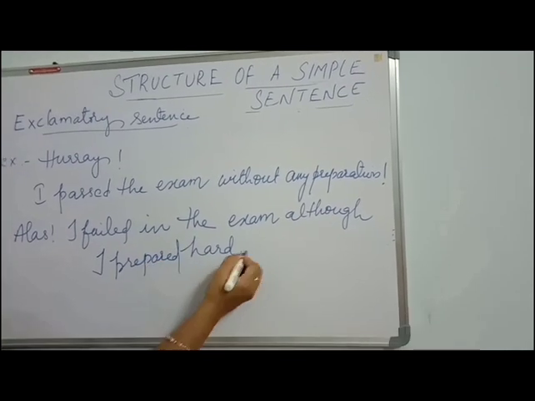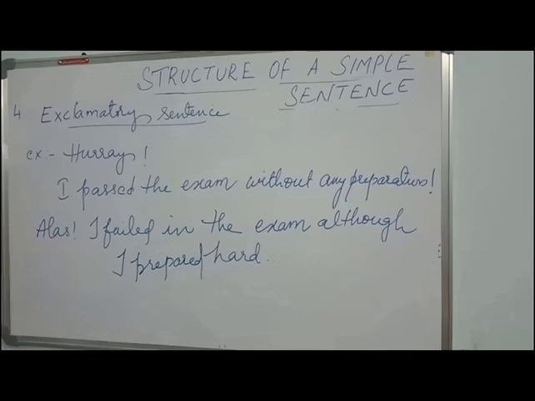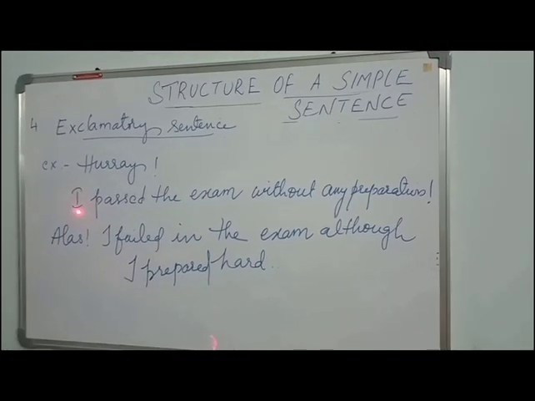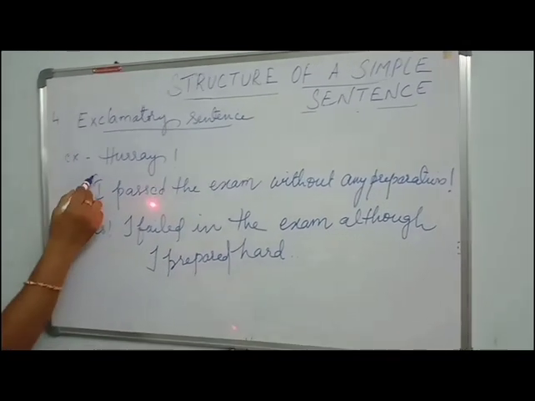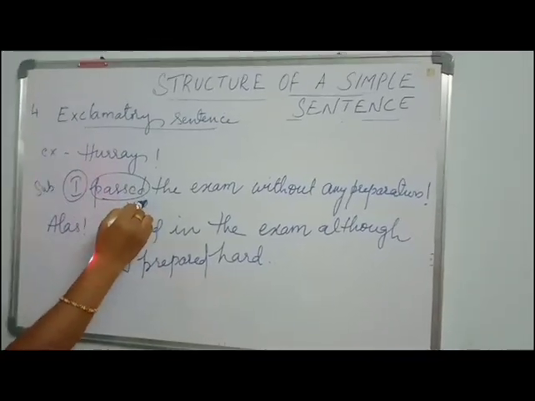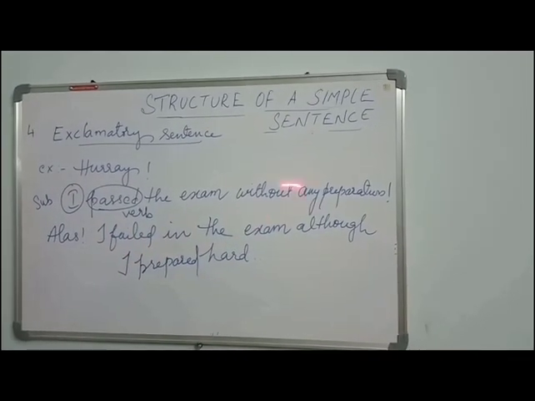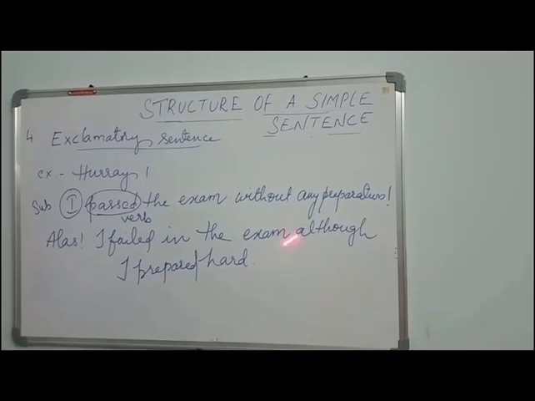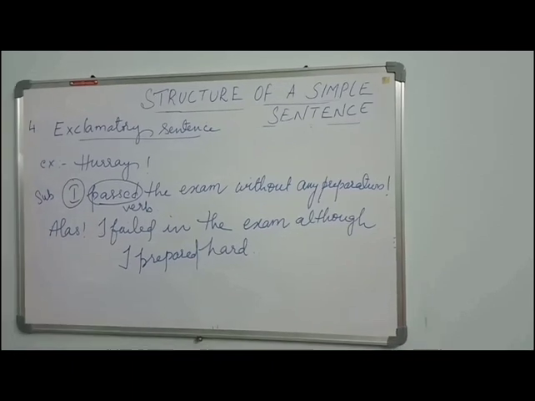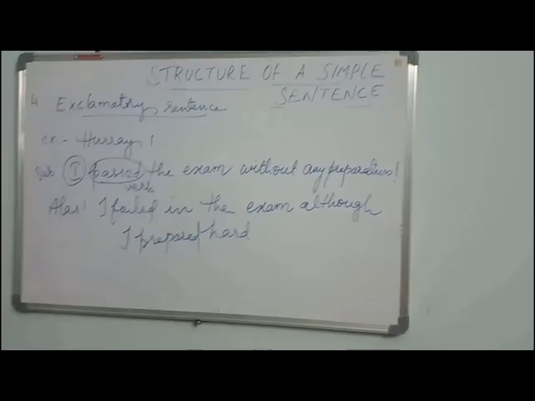So these are actually, as I told you, just statements. And in both these cases, the subject is I and the verb is passed. In the second sentence, the subject is I and the verb is failed. So these types of sentences are just statements. The difference lies only in the manner in which you speak those sentences. There's a slight change in intonation, the tone in which you speak.